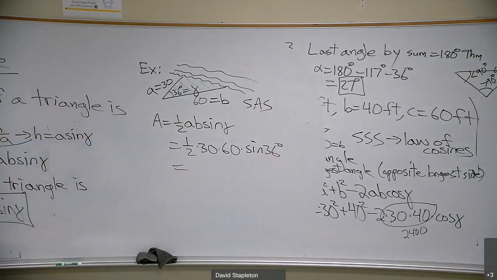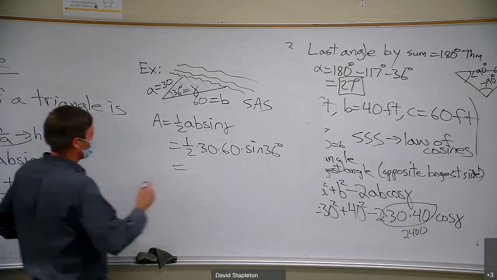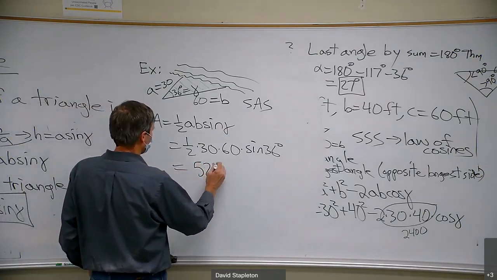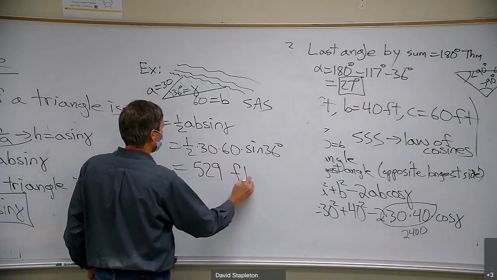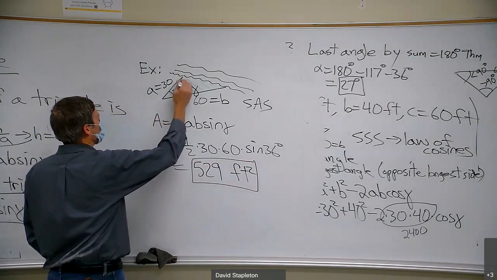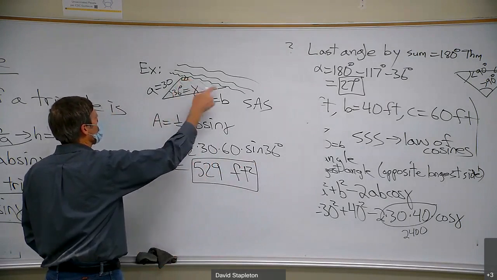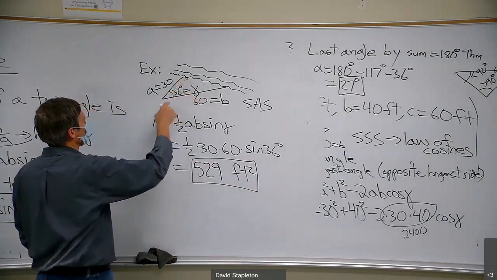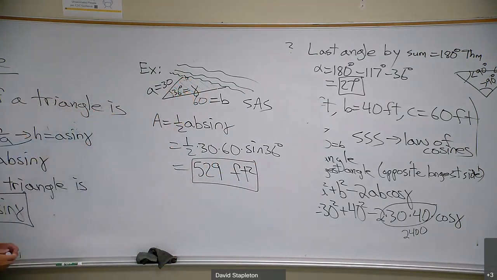Looks like 900 times sine 36 degrees, right? It's 529, what? Yeah, square feet, since it's an area. So you can take 529 little 1 by 1 squares and fit them in there, breaking them as you have to fit along the edges. There we go. It's a nice formula for finding area using trigonometry, the sine function.